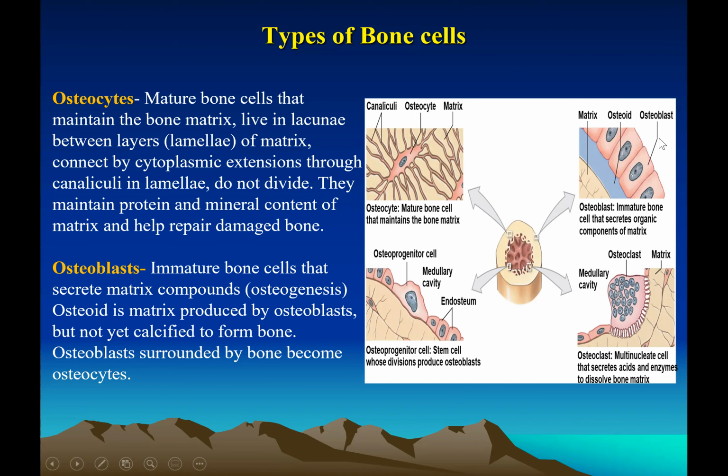Osteoblast is an immature bone cell. It can also secrete components of the matrix. So the formation of bone, or osteogenesis, is because of osteocyte and osteoblast. The osteoblast, when it matures, becomes an osteocyte. The bone matrix that's not developed yet, that has been secreted by the osteoblast, is called osteoid.